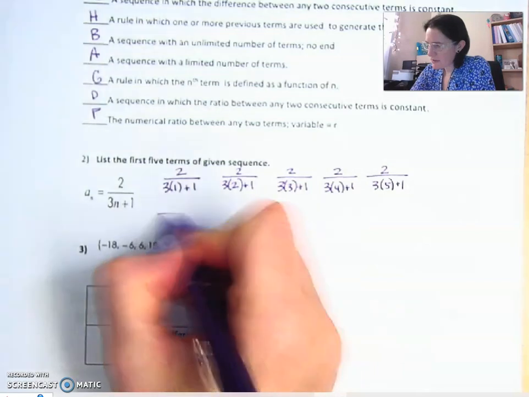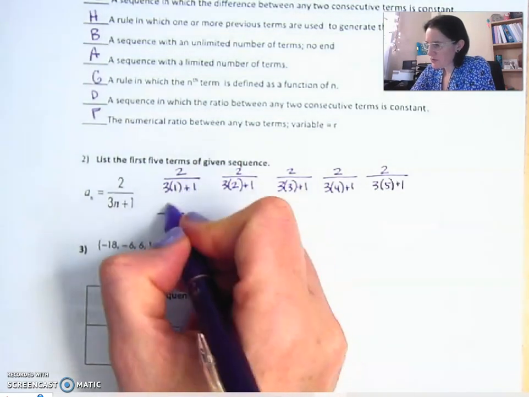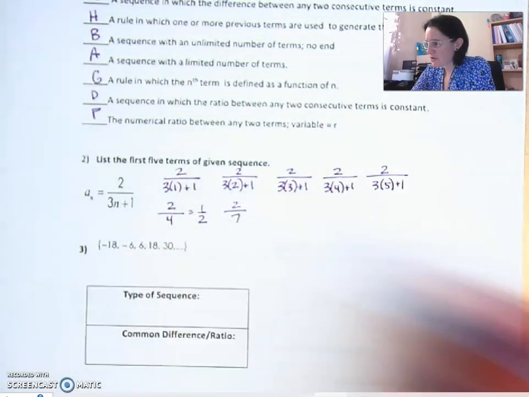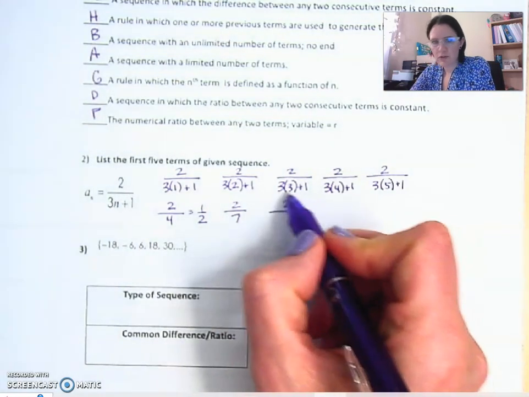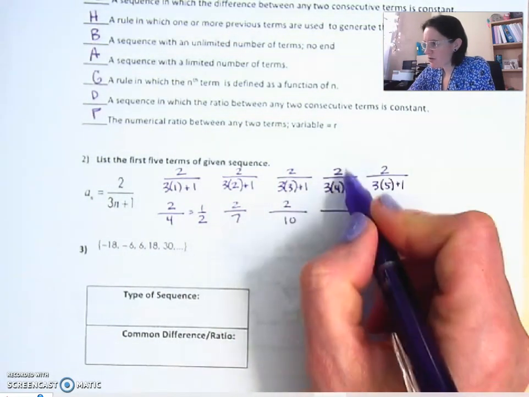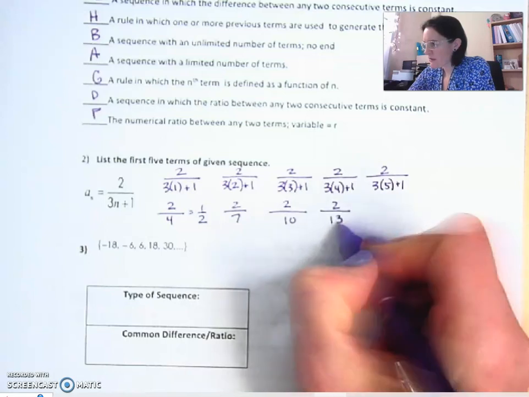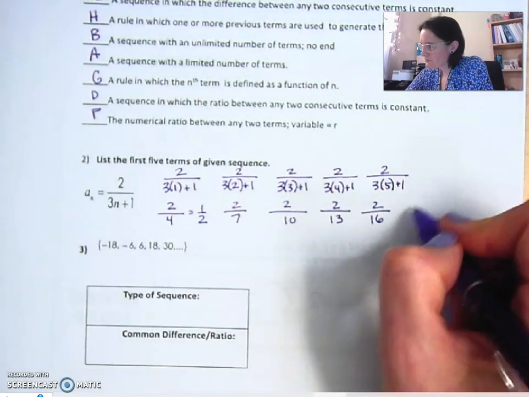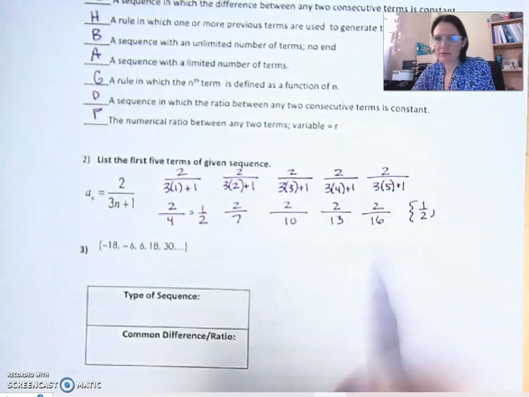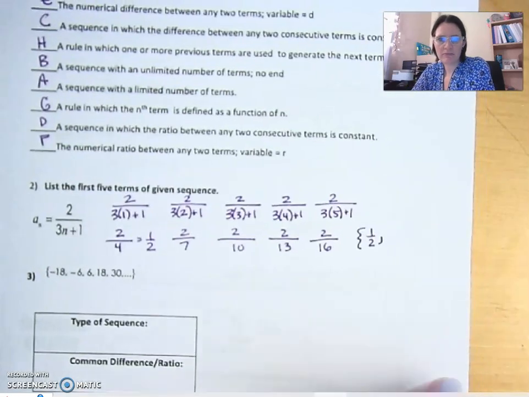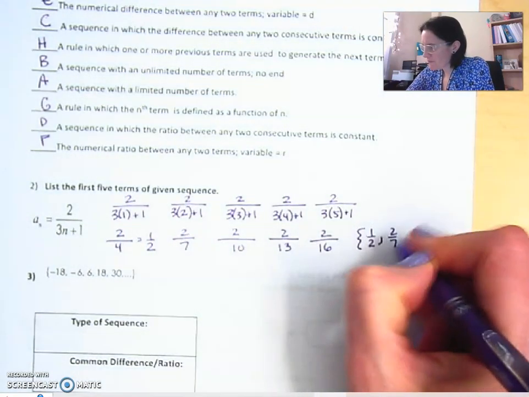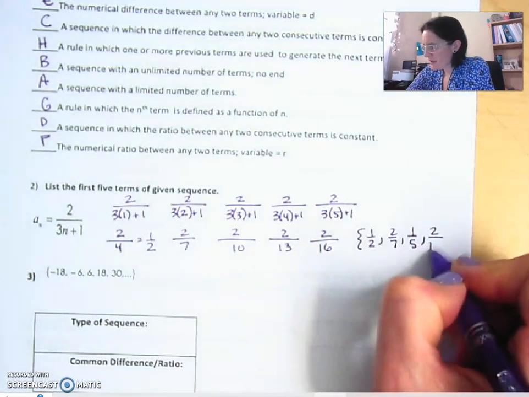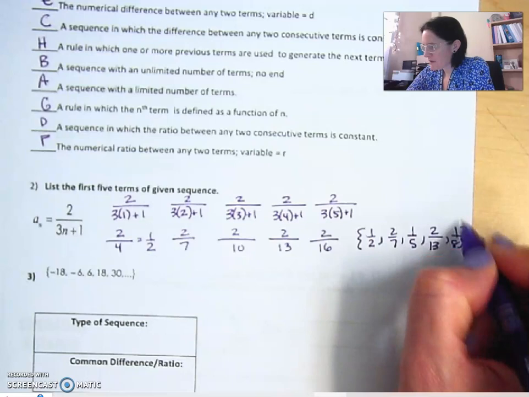So the denominator here, we're going to have 3 plus 1, which is 4, so 2/4 is 1/2. 2 over 6 plus 1, which is 7. 2 over 9 plus 1, which is 10. 2 over 12 plus 1, and 2 over 15 plus 1. And then simplify anything that you can. So we had already 1/2 for the first term, 2/7, 2/10 becomes 1/5, 2/13, and 2/16 becomes 1/8.